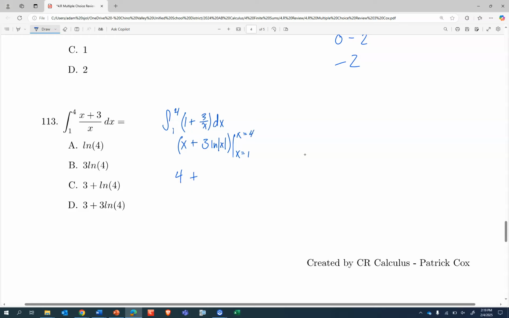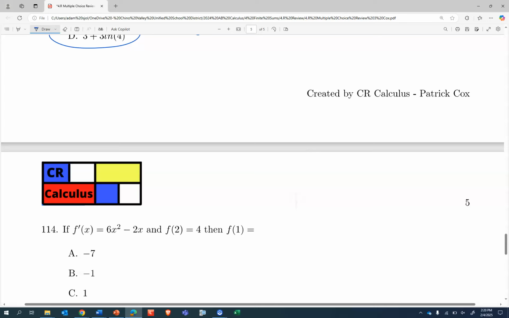So 4 plus 3 natural log of 4 minus 1 plus 3 natural log of 1. Natural log of 1 is 0. So that's 4 minus 1 is 3 plus 3 natural log 4. Boom. And I'm pretty sure that's it, because the last couple were things.